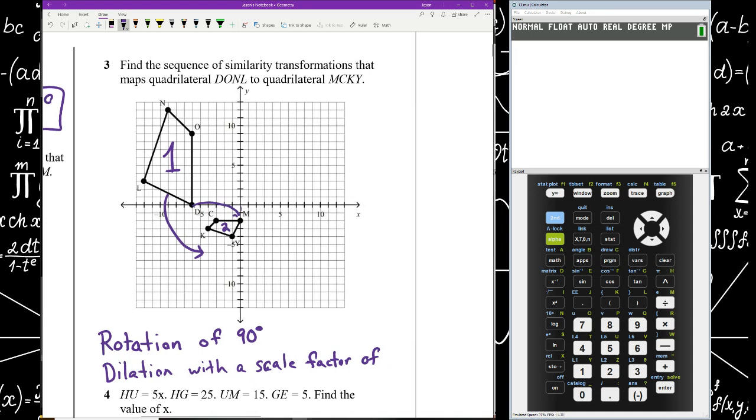So if I wanted to take 6 and make it 2, I would divide by 3. But we don't use a division for a scale factor. We have to do a multiple. So the same thing dividing by 3 is the same as multiplying by 1/3. So it is a scale factor of 1/3. So on number 3, your answer is a rotation of 90 degrees and a dilation with a scale factor of 1/3.